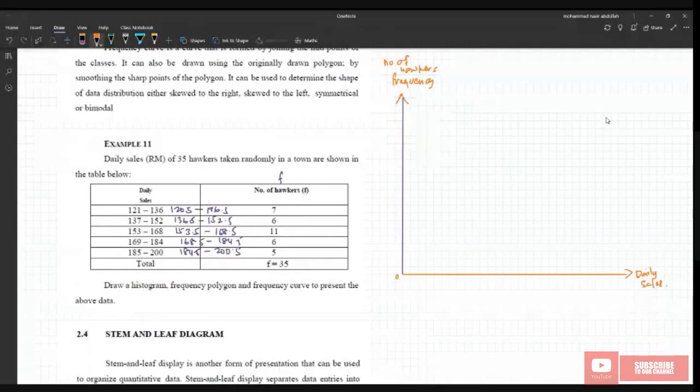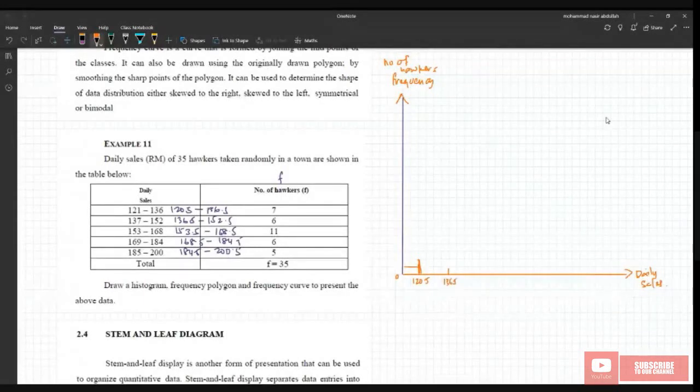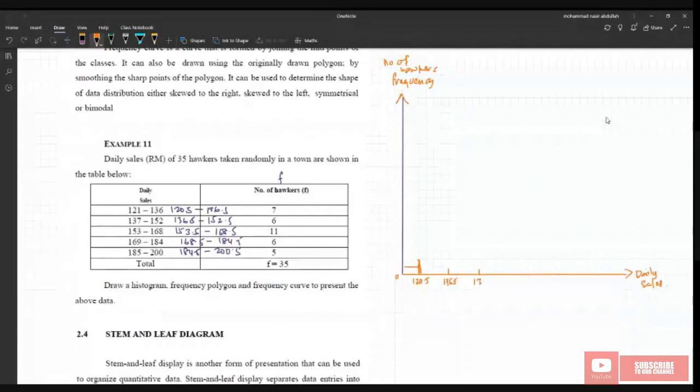Kita akan letak satu gap, let's say two boxes empty, and start with the first bar. The first bar should be 120.5. Let's say we take 4 boxes, 1, 2, 3, 4. This is 136.5. And this is, sorry, I ambil 3 pula. So this is 136.5. This is 152.5, and so on lah.